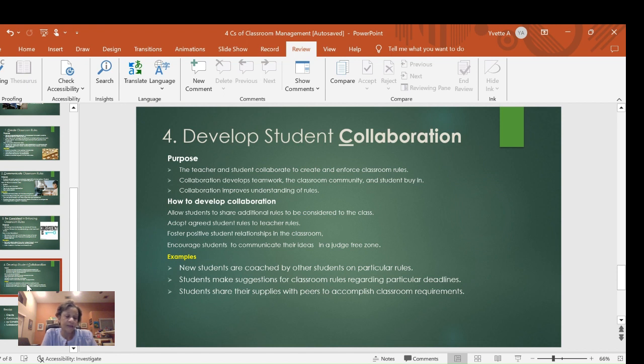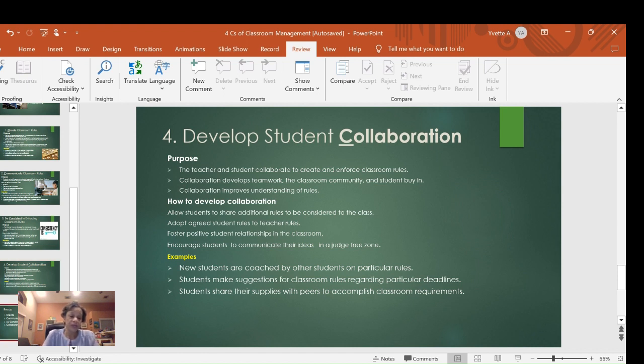And then sometimes, as another collaboration, students share their supplies. They realize, hey, he didn't bring his power cord today, or I have an extra notebook I can give to you. So this develops a community, which actually helps foster collaboration within a classroom.